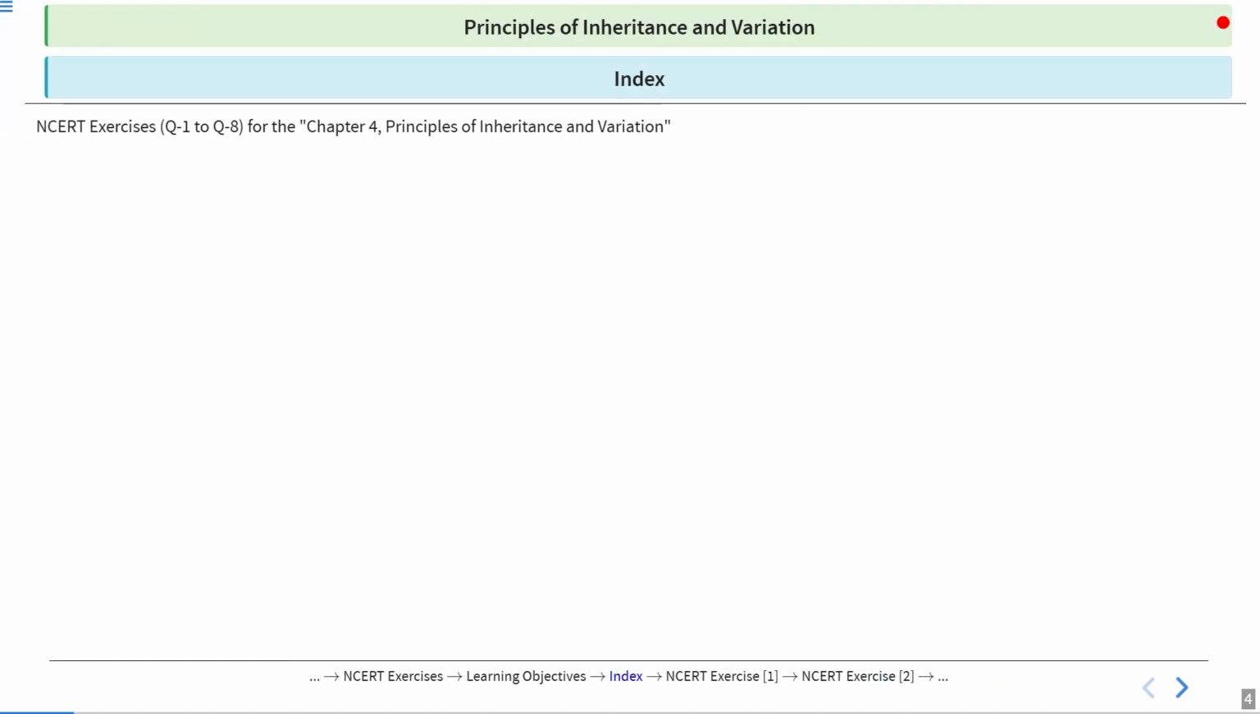In this session, we'll be discussing question number 1 to question number 8. In total, there are 16 questions, so in this session we'll discuss half of them. These questions are basically very short answer type and long answer type. There are no MCQs here in the exercises. Now let's begin with this session.